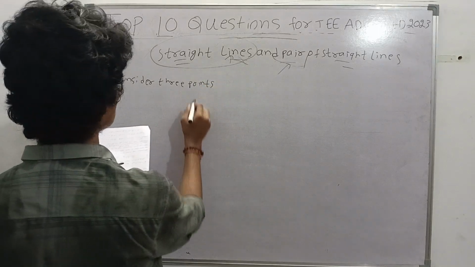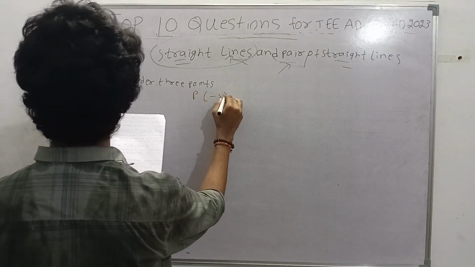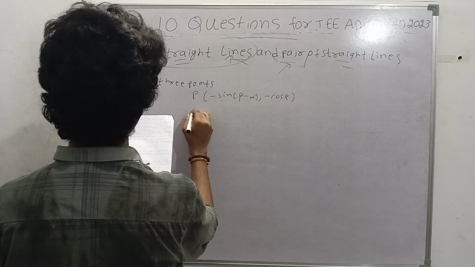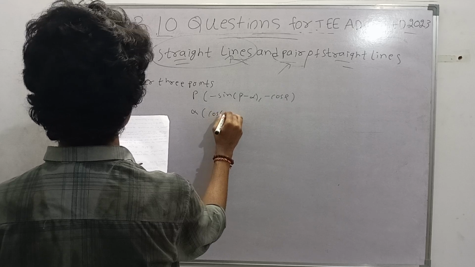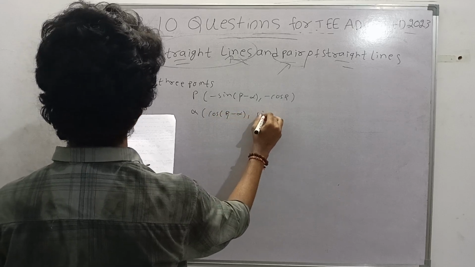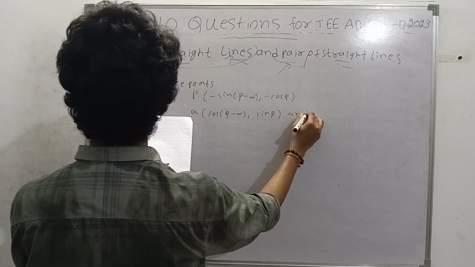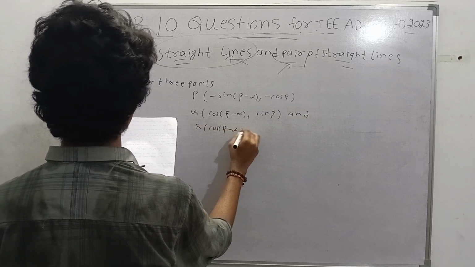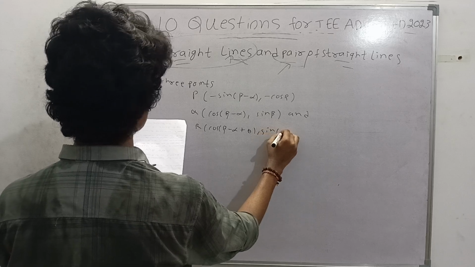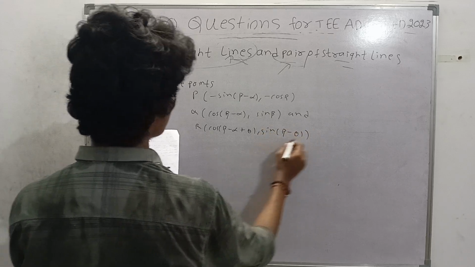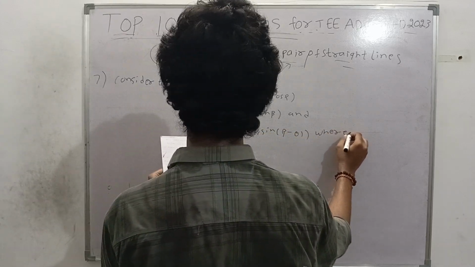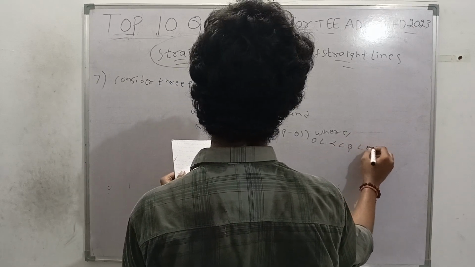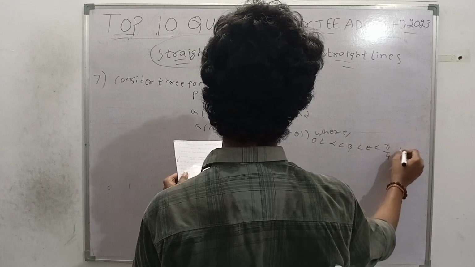Consider 3 points: P (minus sine of beta minus alpha, comma minus cos beta), a point Q (cos of beta minus alpha, comma sine beta), and R (cos of beta minus alpha plus theta, comma sine of beta minus theta), where 0 less than alpha less than beta less than theta less than pi by 4.